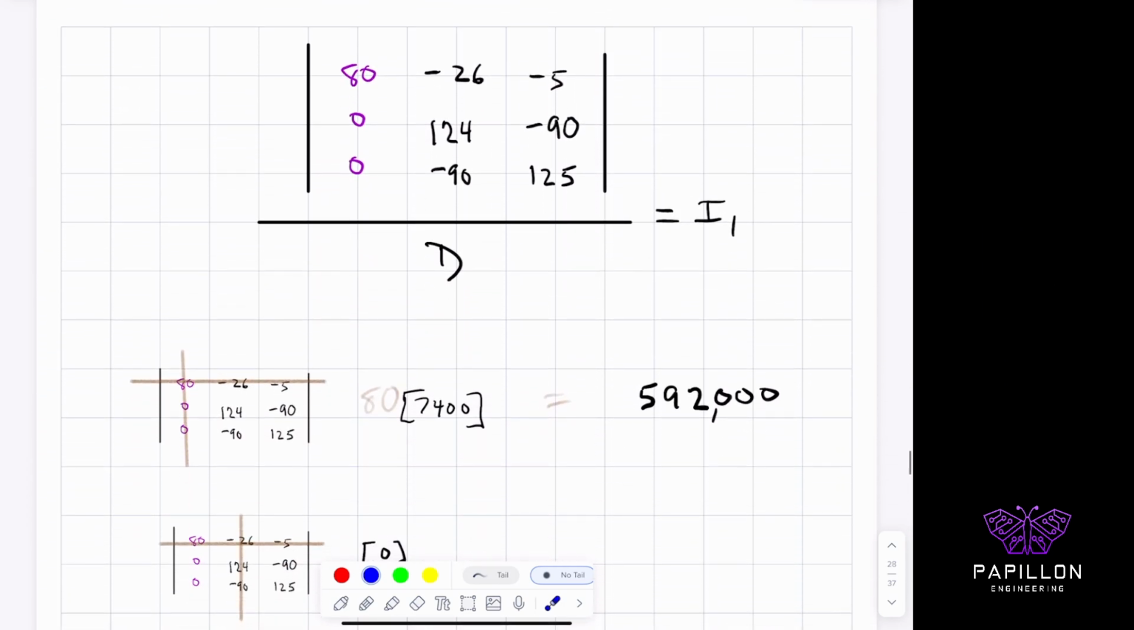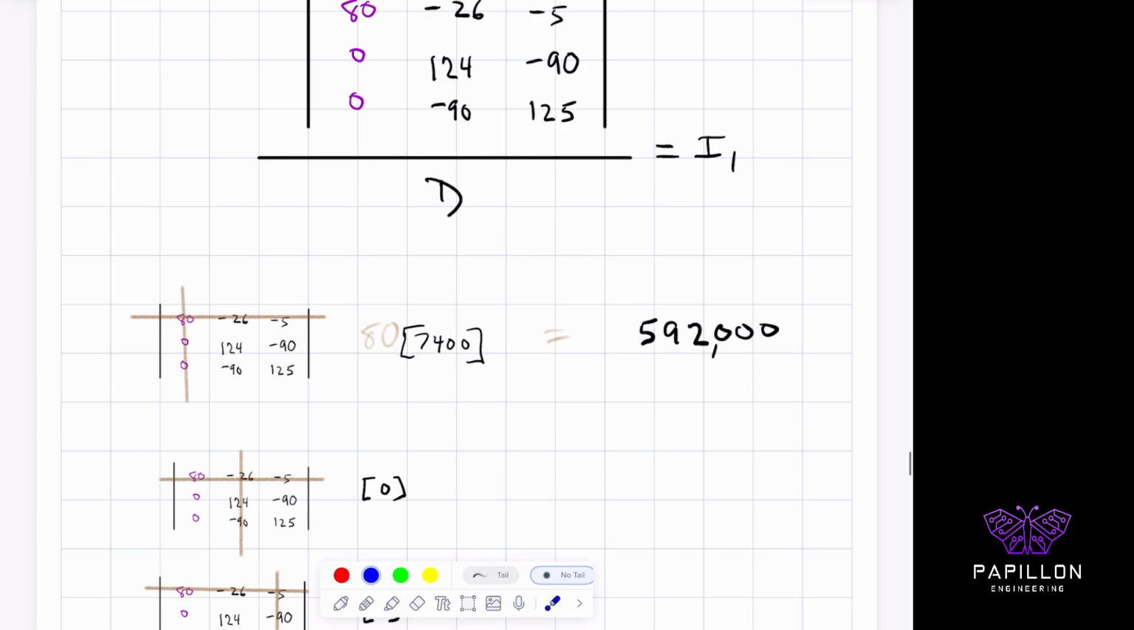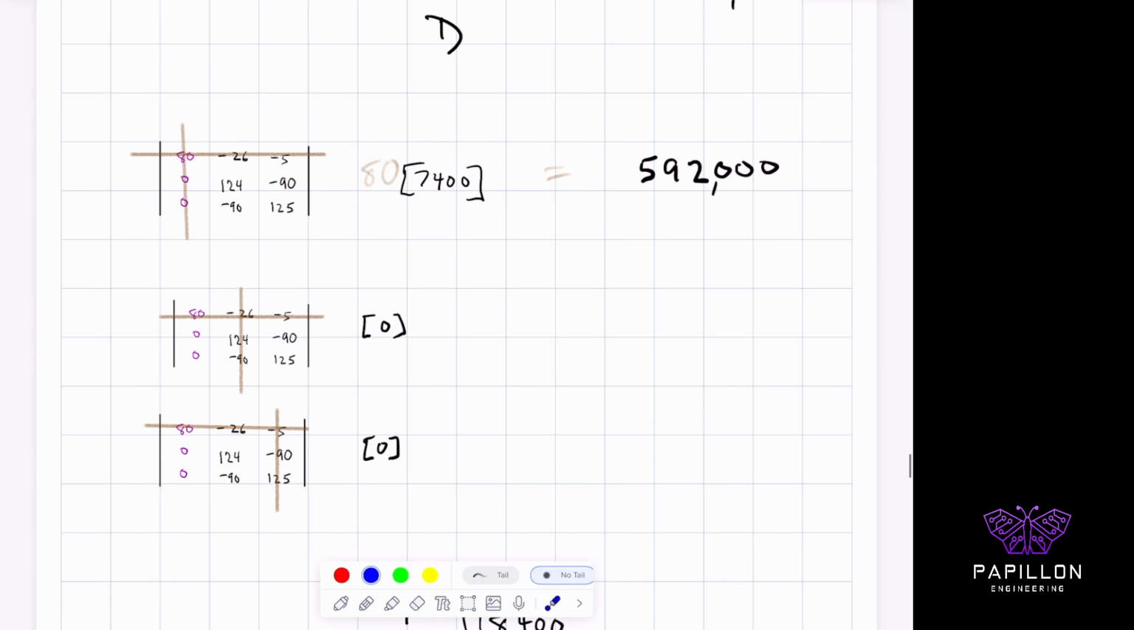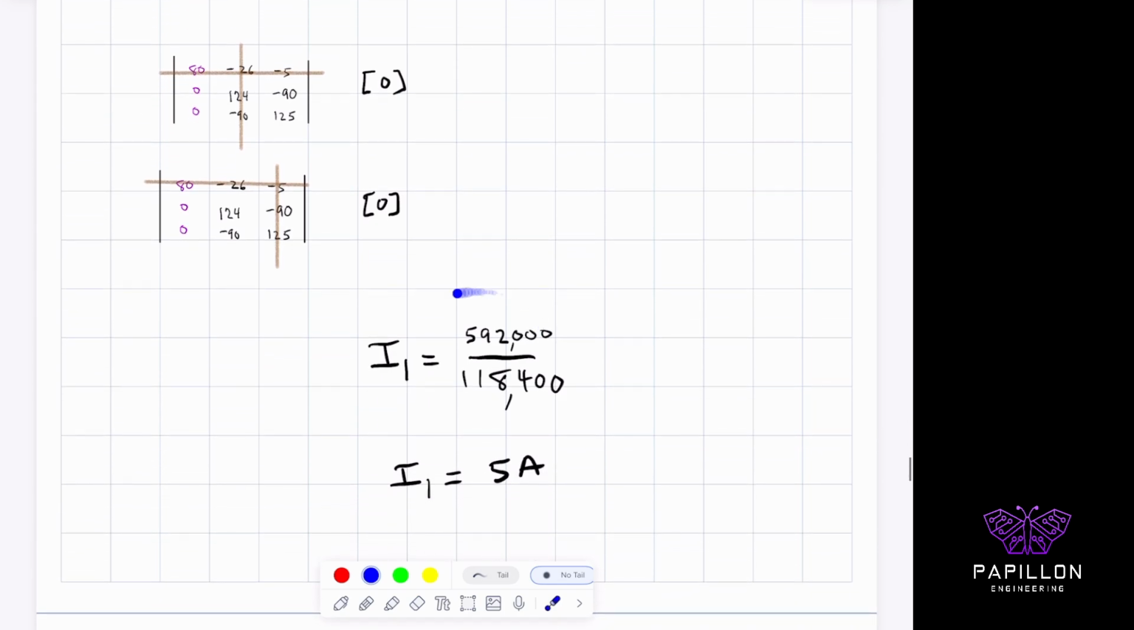Okay, and finally I continue that to solve for my value of I1, and as I showed you with the x, y, and z with Cramer's rule, now I substitute in my values of d1, d2, and d3, aka the solutions to my first equation, second equation, and third equation, and I do what I did before. So I do 80 times the 124 times the 125. I already got this answer from earlier. I get a fairly large number, and the rest is easier because 0 times anything gives me back zeros. So finally, going through all these steps, I do 592,000 divided by 118,400. I get back the current of loop 1 to be 5 amps, a nice clean number after doing this problem.